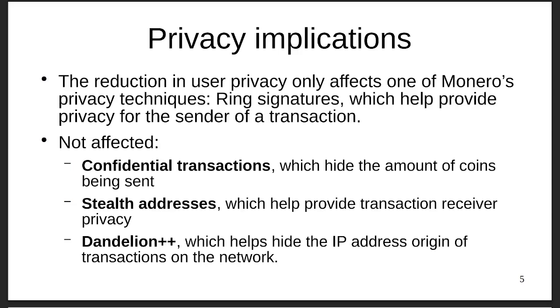The reduction in user privacy only affects one of Monero's privacy techniques, ring signatures, which help provide privacy for the sender of a transaction. Monero's other major privacy technologies are not affected. Those are confidential transactions, which hide the amount of coins being sent, stealth addresses, which help provide transaction receiver privacy, and Dandelion++, which helps hide the IP address origin of transactions on the network.